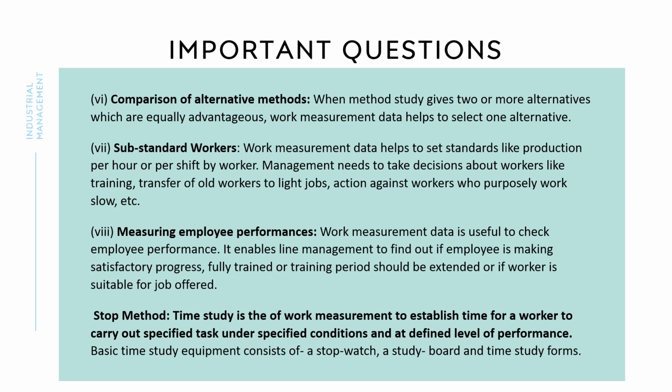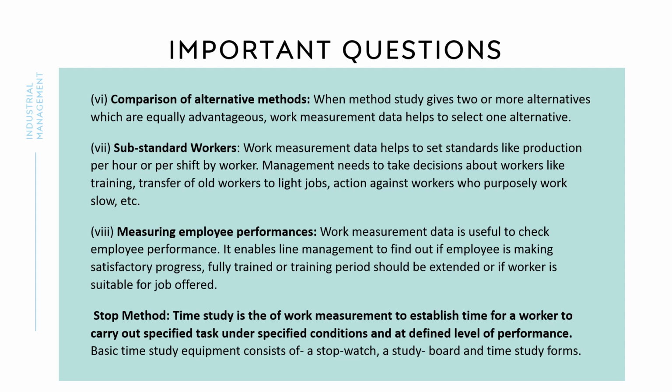7. Substandard workers. Work measurement data helps to set standards like production per hour or per shift by worker. Management needs to take decisions about workers like training, transfer of old workers to light jobs, action against workers who purposely work slow, etc. 8. Measuring employee performance. Work measurement data is useful to check employee performance. It enables line management to find out if employee is making satisfactory progress, fully trained or training period should be extended, or if worker is suitable for job offered.